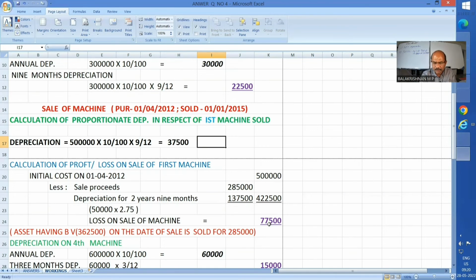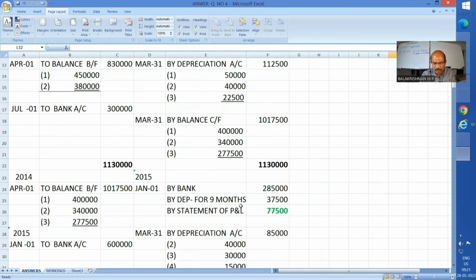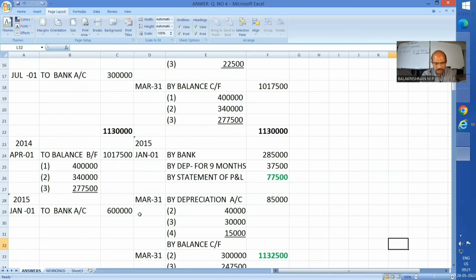Or, to put it in a simple way, an asset having a book value of 3,62,500. Why is it the book value 3,62,500? Original cost minus accumulated depreciation, or the depreciation charge from the date of purchase till the date of sale, which is 1,37,500. This minus this, that is the book value. That has been sold for 2,85,000 only, resulting in a loss of 77,500. That loss has been accounted here. Clear? Fine. Now, of course, this I told you already, there has been a purchase.